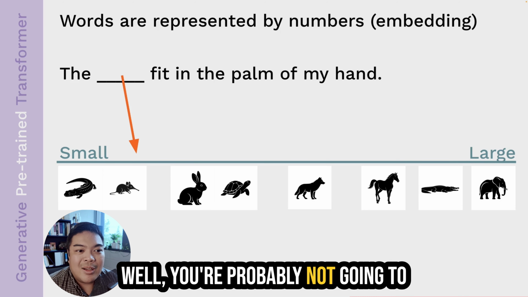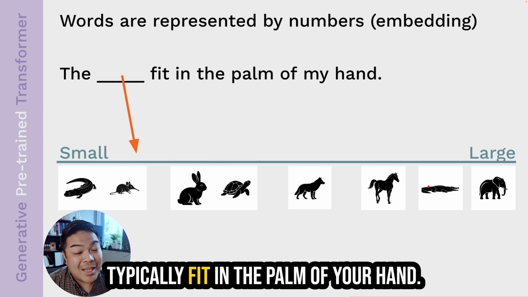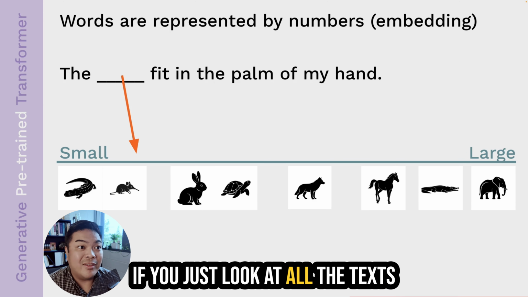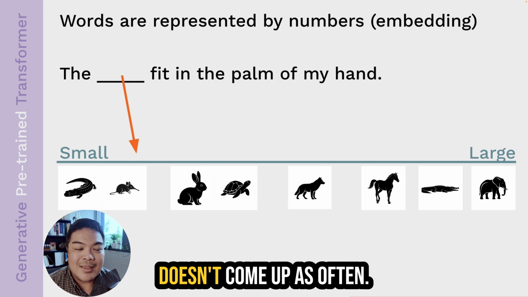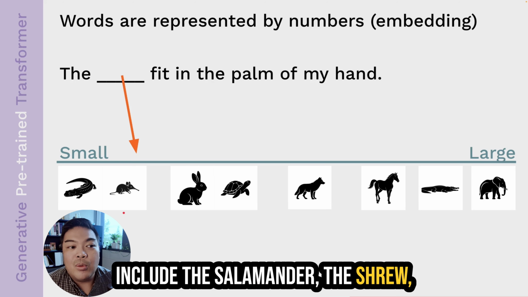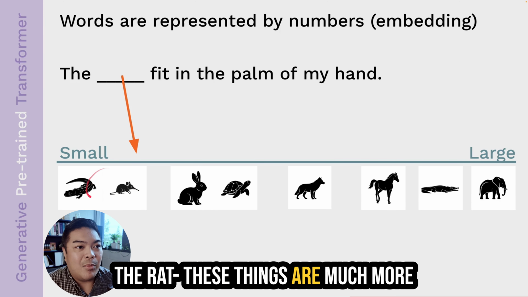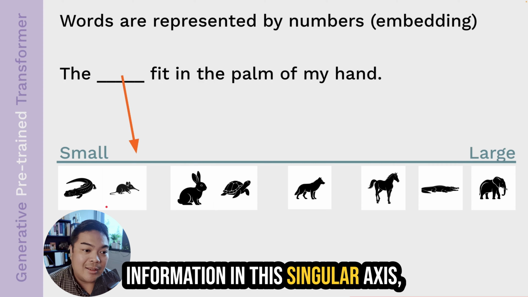Well, you're probably not going to be searching for a large animal because large animals don't typically fit in the palm of your hand. If you just look at all the text that exists on the internet and in books, that sentence probably doesn't come up as often, whereas other sentences where we include the salamander, the shrew, the rat, these things are much smaller, and so we can encode that information in a singular axis.